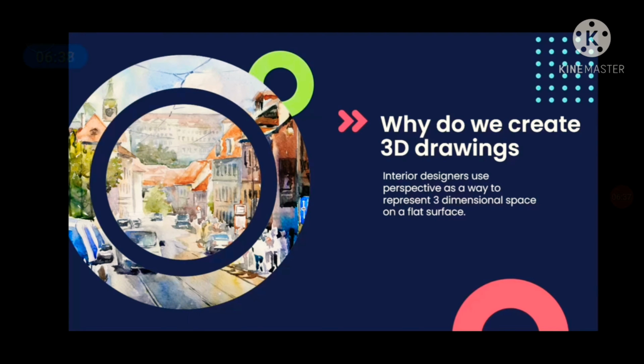Interior designers, or us, we would use perspective in a way to represent, again, our 3D spaces on our flat surface. It helps the designer share features with the client in a way that people actually perceive space. So it gives us a realistic idea of what the space may look like and how we can function in it at a later stage.